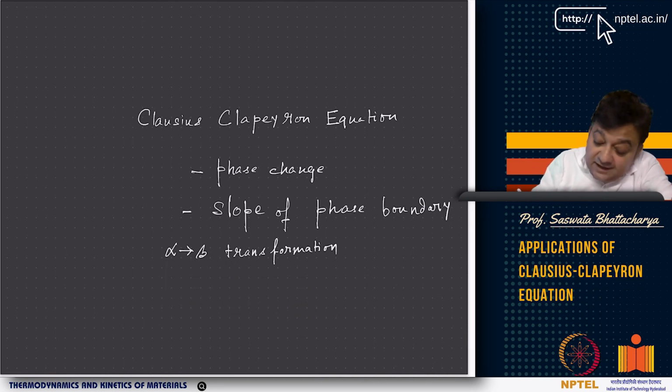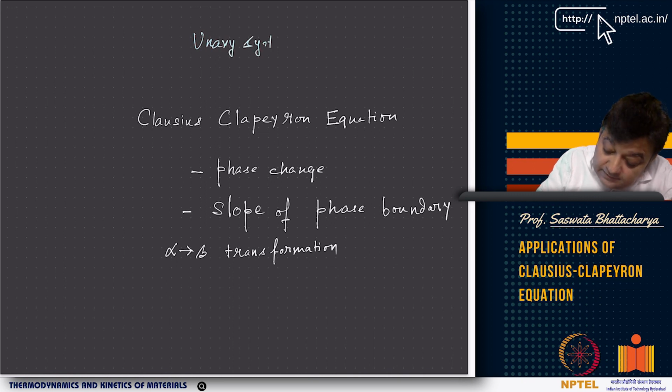So I'll just reprise some stuff that we have learned during phase change in unary systems. We discussed unary systems, right? And in a unary system we discussed something called phase change. So phase change and phase equilibrium in unary systems. So we looked at these.